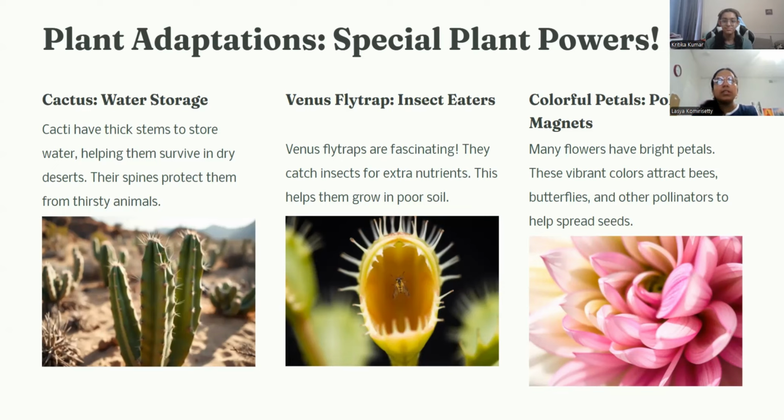Another example is Venus flytrap. These are insect eaters. Venus flytraps are fascinating. They catch insects for extra nutrients. This helps them grow in poor soil. Colorful petals, pollinator magnets. So the vibrant and bright colors of different flowers help attract pollinators like bees and butterflies and many more to help spread their seeds and help for the reproduction and growth of these plants in different areas.